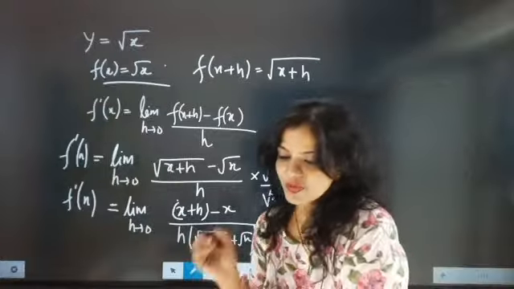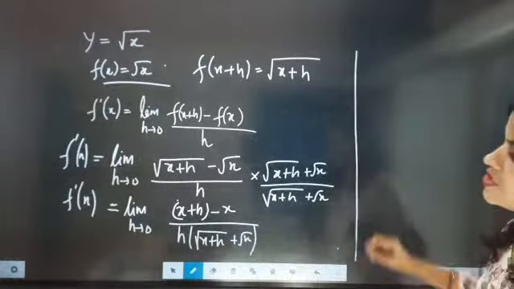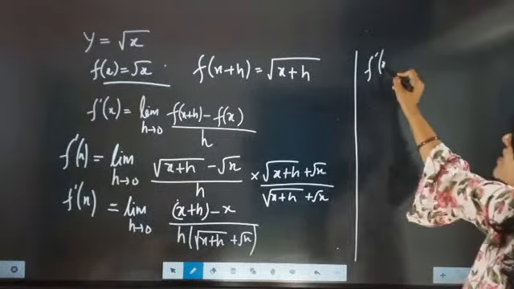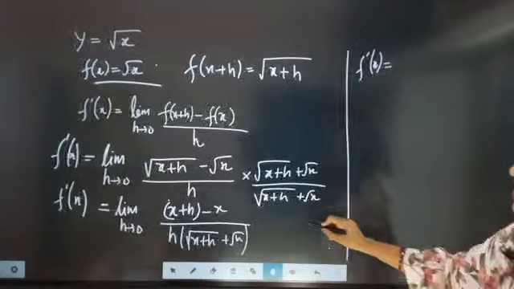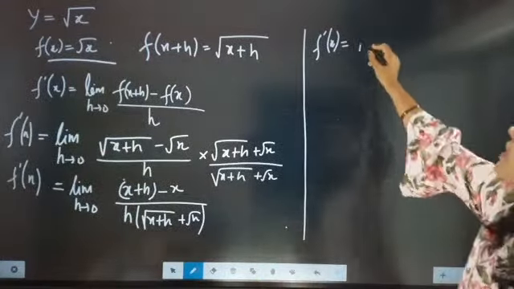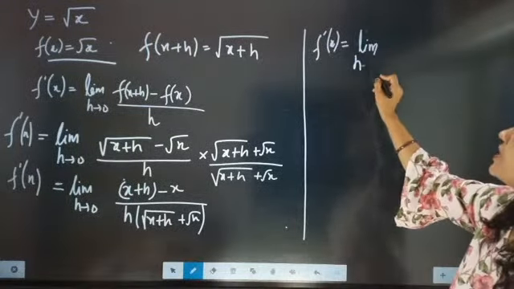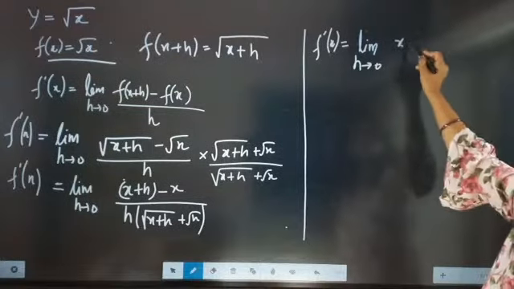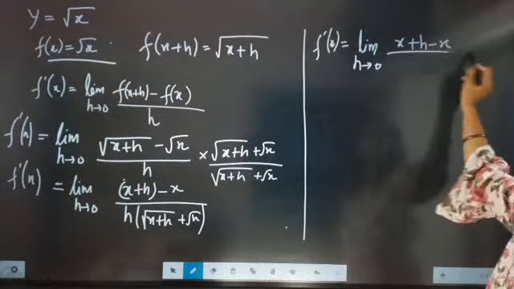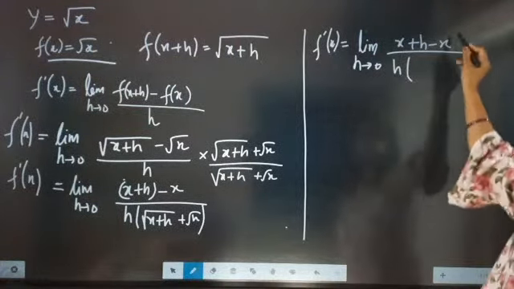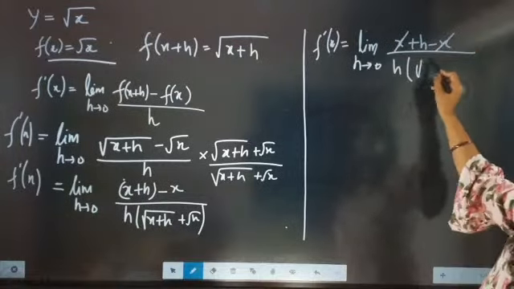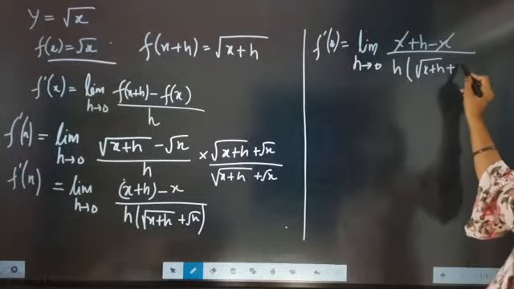Okay, so the last part what you are going to do here is just go with this. f'(x) will be equal to limit h tends to 0, limit h tends to 0. This part will come as (x + h - x) by h. So this and this will get cancelled. Root under x plus h plus root x.